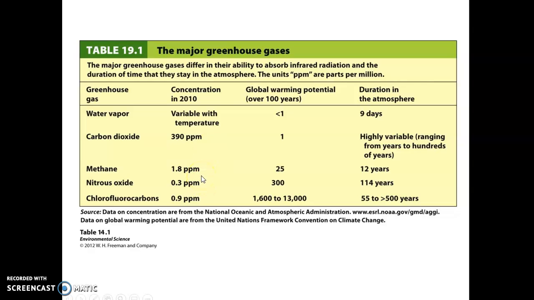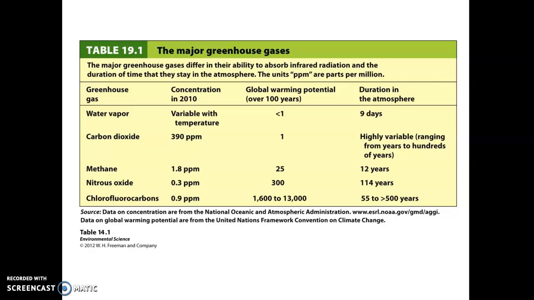Moving on here to methane, or CH4. It's present in much smaller quantities than CO2, but the problem is it is a much stronger greenhouse gas than CO2, and it's estimated to be 25 times stronger in terms of warming the atmosphere than CO2 is. So even though we have smaller quantities, we do have to consider the effect. It also stays in the atmosphere for a relatively long number of years, 12 years.